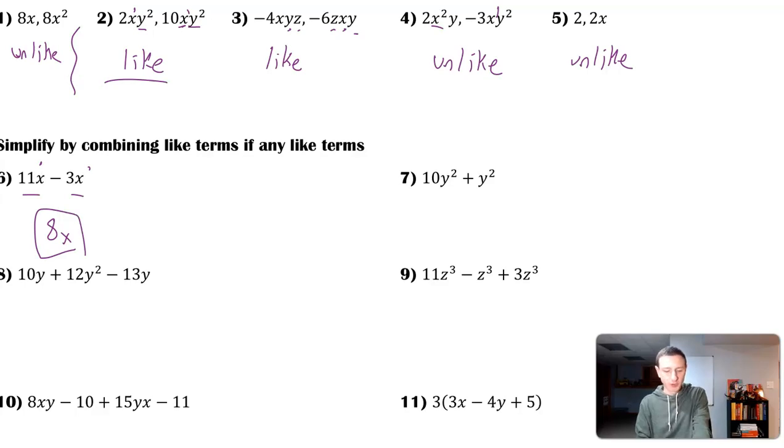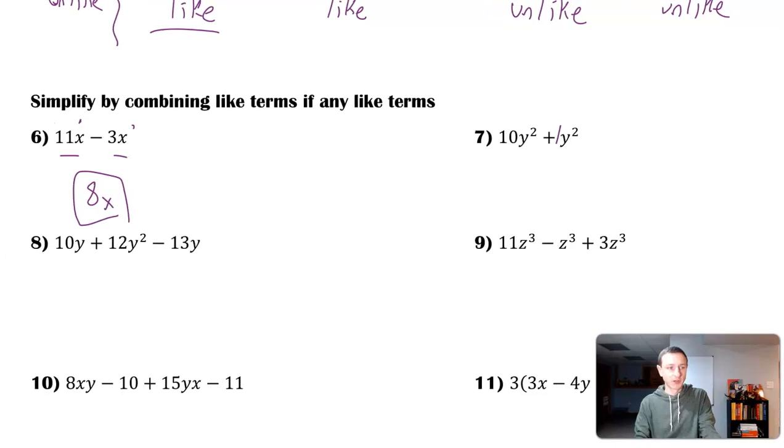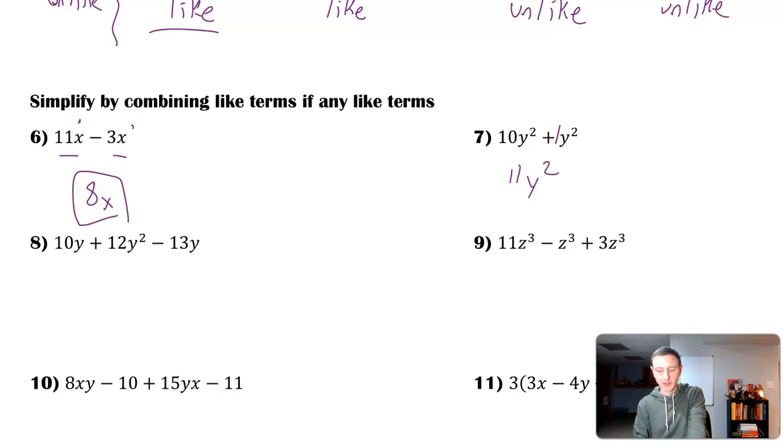Number 7, 10y squared plus y squared. The coefficient on the y squared is 1, so that's going to be 10 plus 1. So 10 plus 1 is 11y to the second. The variables you just leave as a term. The variable identifies terms, and we don't do anything with the exponents. I don't do 2 plus 2 or anything like that. The variable and the exponent just indicate this is a term. This is the y squared term.